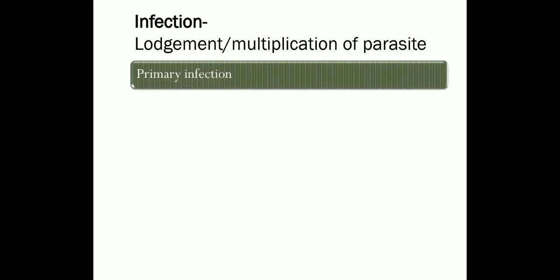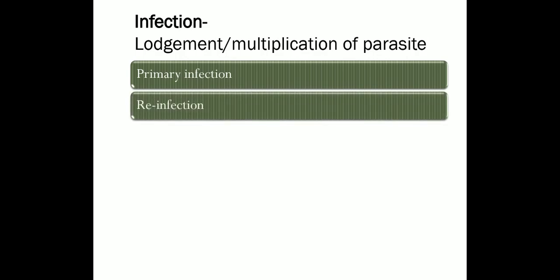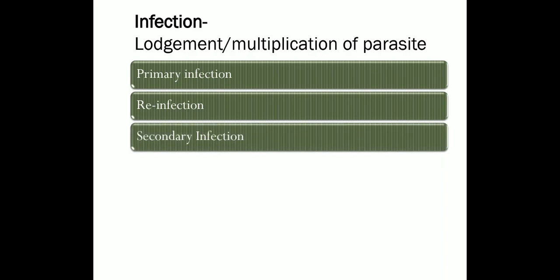So, as I mentioned, in an infectious process, there is both lodgement and multiplication of the parasite. If that infection occurs for the first time in the host, it is called a primary infection. If the same primary infection occurs once again in the host following recovery, it is called reinfection. If, when the host is having a primary infection due to one organism, he gets infected by another organism on top of this, it is called a secondary infection.